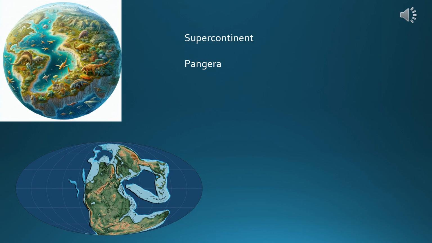So a supercontinent is a large landmass thought to have broken up into several of our current continents. And the theory we have right now is everything was once in this great place called Pangaea, which then broke up due to the movement of the tectonic plates to create all the current continents.